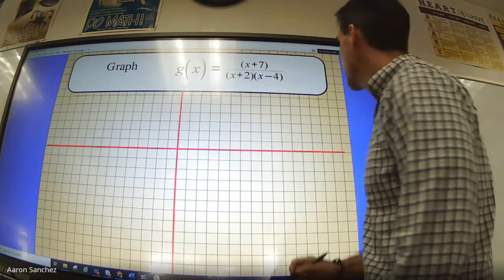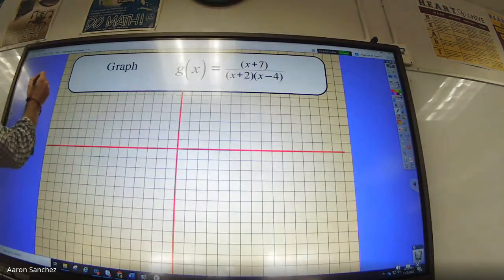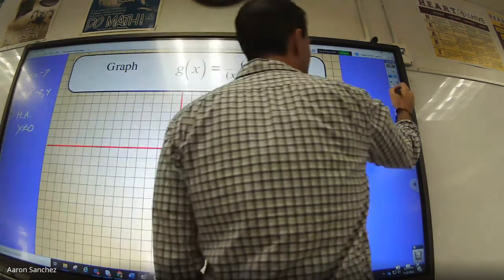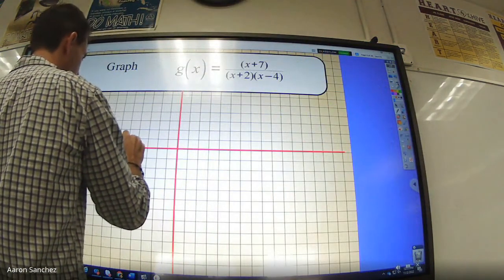I'm just going to do it real quick. Here we go. Okay, what are my zeros? Negative 7. What are my asymptotes? Negative 4. And then my horizontal asymptote is y cannot be 0, the x-axis. What am I missing? I don't think I'm missing anything. I got negative 7, 1, 2, 3, 4, 5, 6, 7.